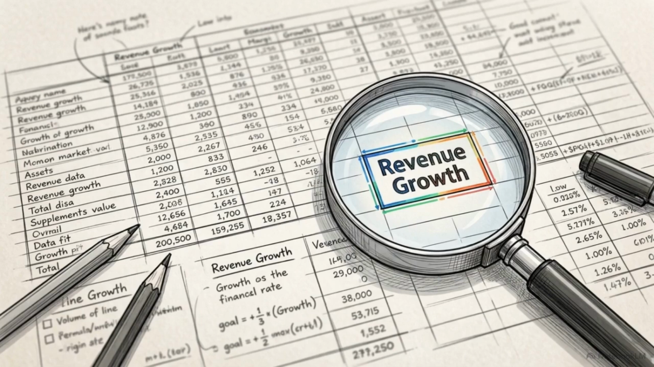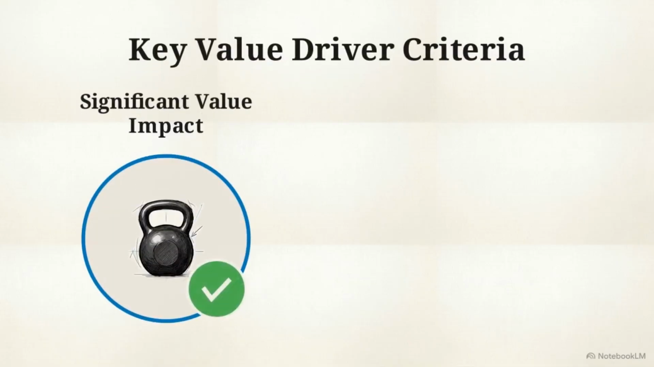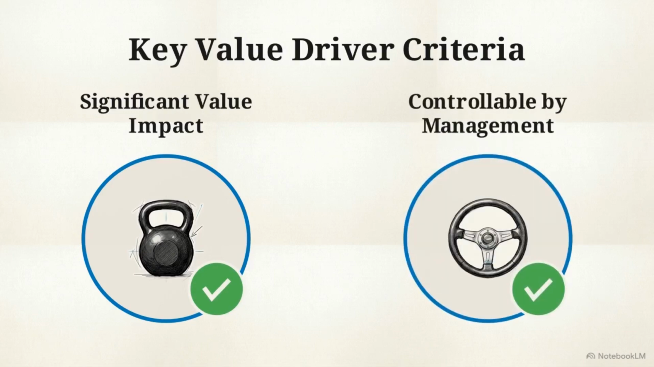A professional model does not weigh all operational variables equally, as treating every data point as a priority can dilute management focus. Instead, analysts separate the noise from the signal by focusing on key value drivers, the specific inputs that dictate shareholder value. A true value driver must meet two mandatory criteria. It must have a significant mathematical impact, and it must be controllable by management.